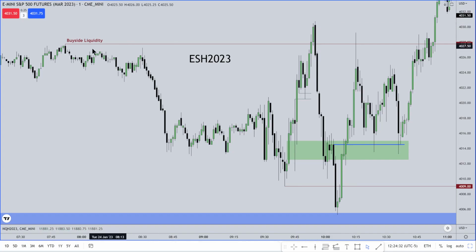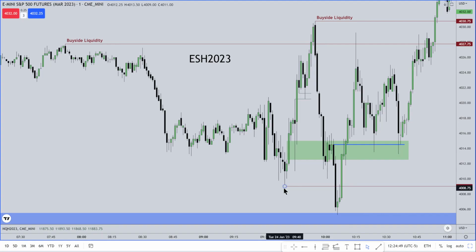The same thing we have here from a narrative. We have buy side. What did price do from here? Drop down to what? To that low. Why did it do that? It took out sell side.